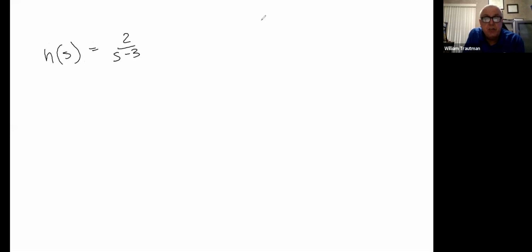Is it okay if I change the S's to X's because my S's look like 5s? There we go. So this is question number 2 in the test 3 homework review, and we want to find the derivative of this.